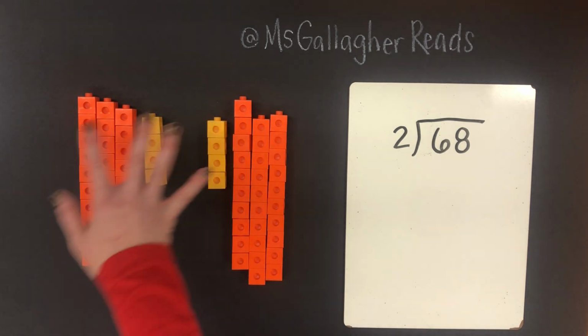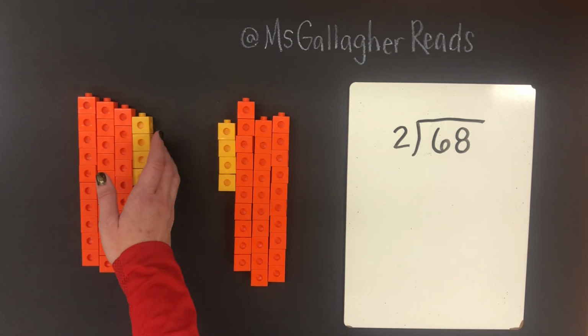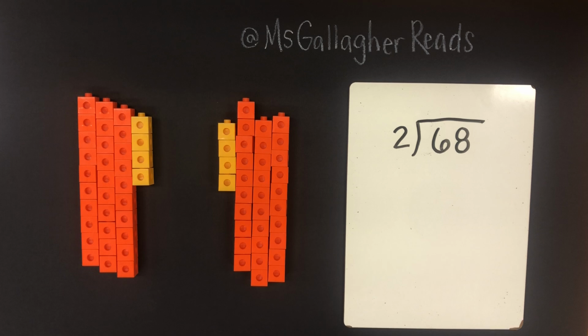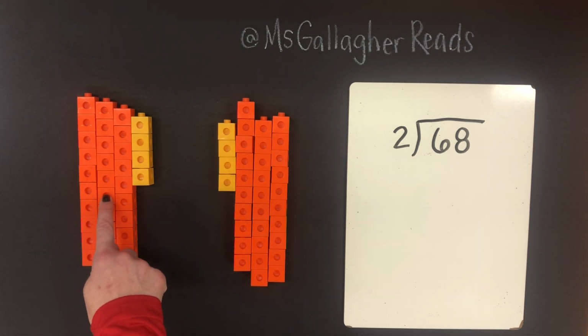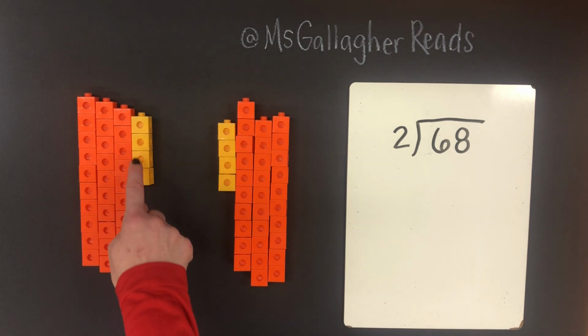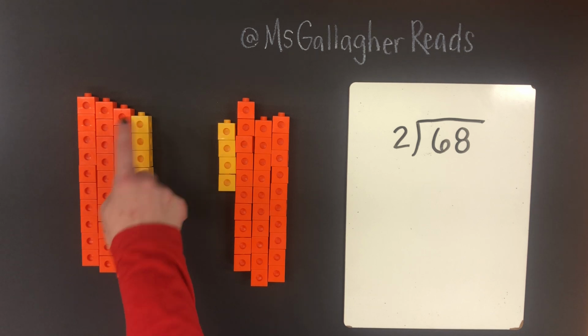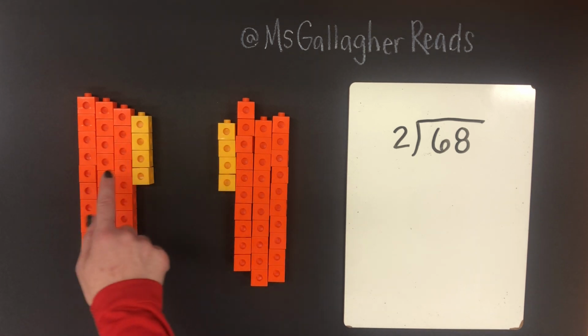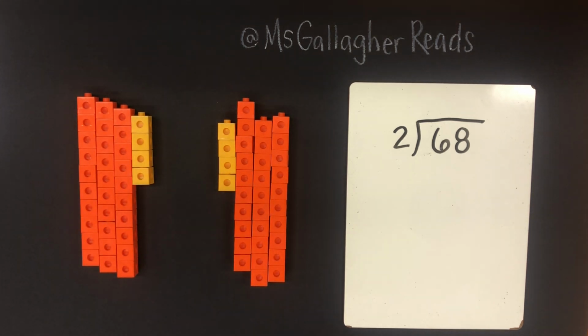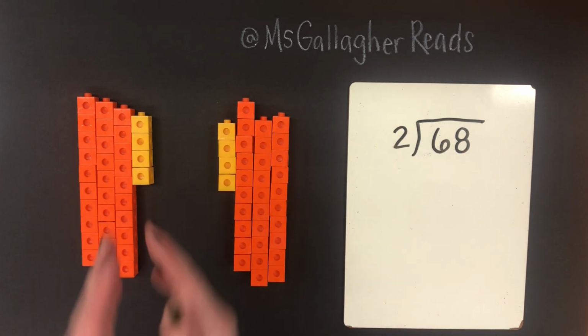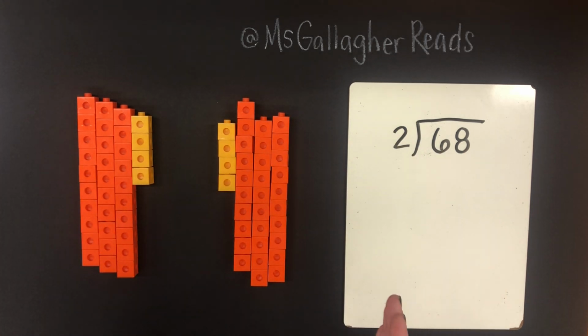So I started with 68. I now have 2 equal groups, 10, 20, 30, 31, 32, 33, 34. I have 34 in each group. So if I have 68 blocks and I'm sharing them in 2 equal groups, I have 34 in each group.